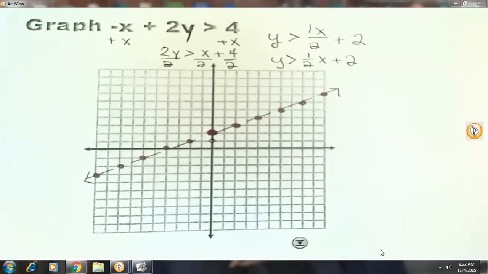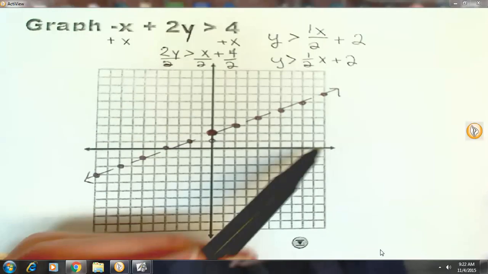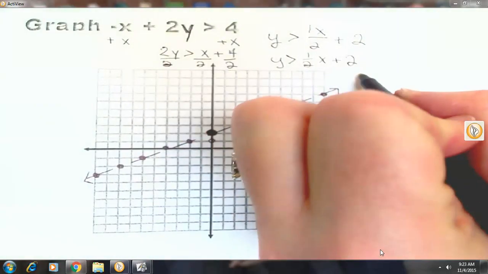Now remember, if this was an equation, we would be finished. We'd have a solid line. All of our solutions would be points on the line. But we have an inequality, so our solutions are going to be either the area that are above, all the ordered pairs above my line, or all the ordered pairs down here below my line. And we'll need to test a point to decide where our solutions are.